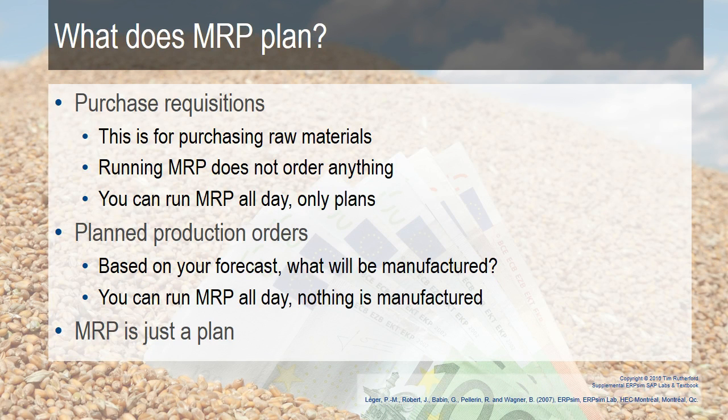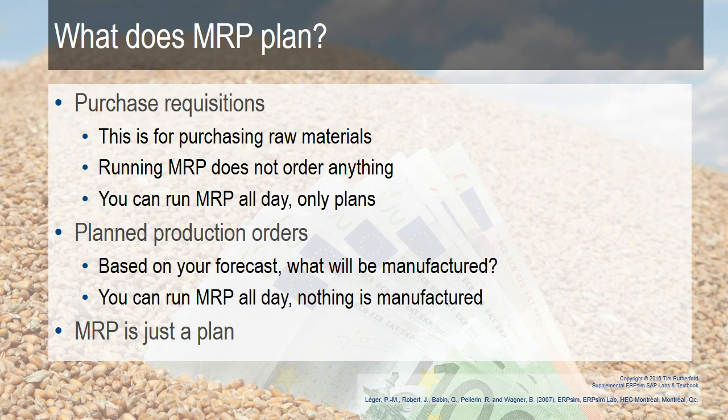Purchase requisitions are for purchasing raw materials. So again, running MRP doesn't order anything. Run MRP over and over, you get nothing. The purchase requisition is a planned purchase order. The purchase order is what you actually submit to your vendor so that they fulfill your raw material requirements. This is a plan for that purchase order.